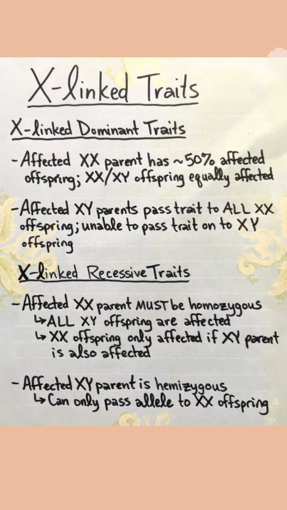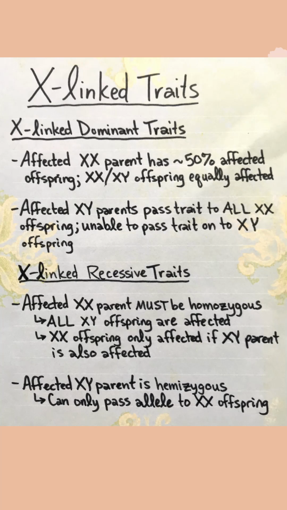An affected XY parent is going to pass that trait on to all of their XX offspring and none of their XY offspring because, again, in that fertilization event, they are contributing a sperm gamete with a Y chromosome to all XY offspring.